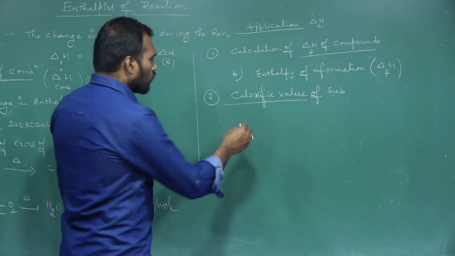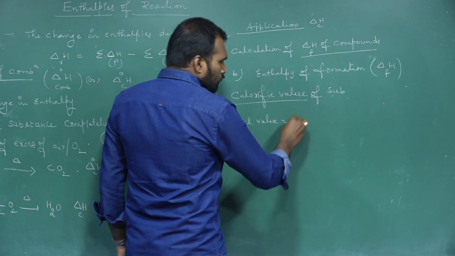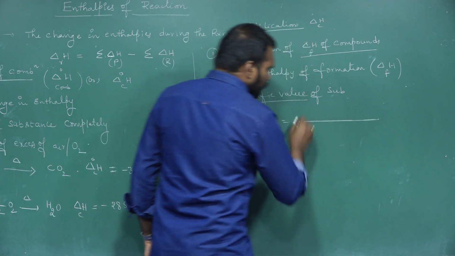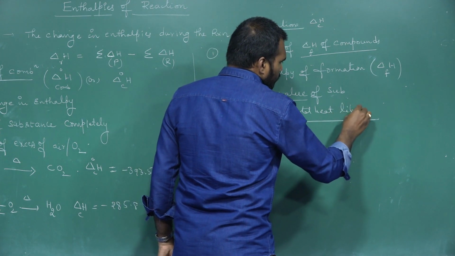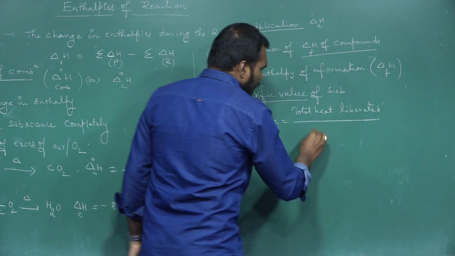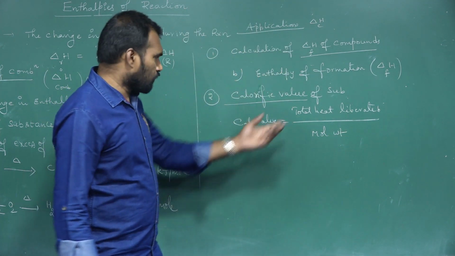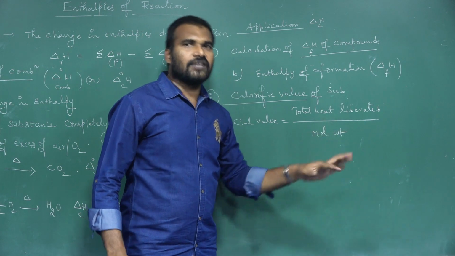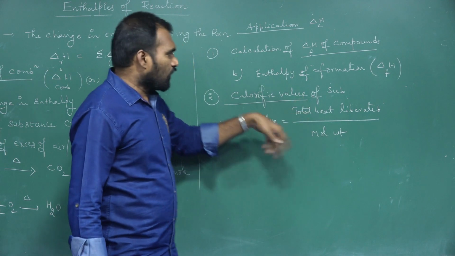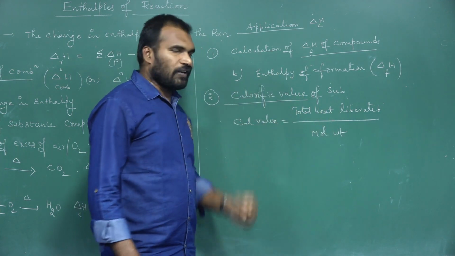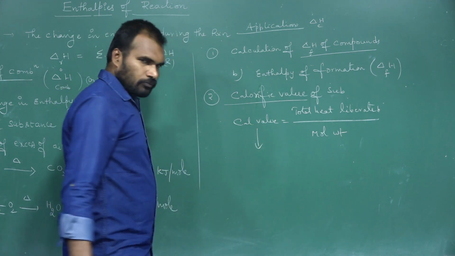When you take 1 gram of that substance and it completely burns, whatever heat energy is liberated, we call it the calorific value. So calorific value is nothing but the ratio between the total heat energy liberated divided by its weight. Simply, if you divide the total heat by its weight, we get the value for 1 gram. Remember that.